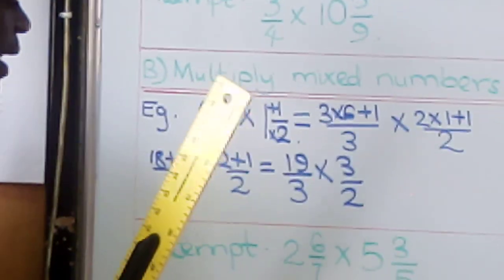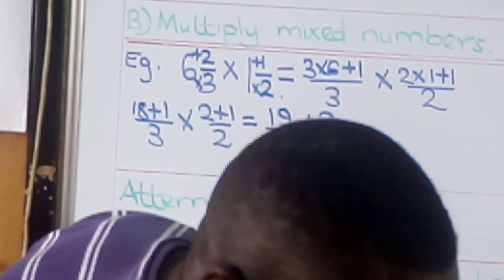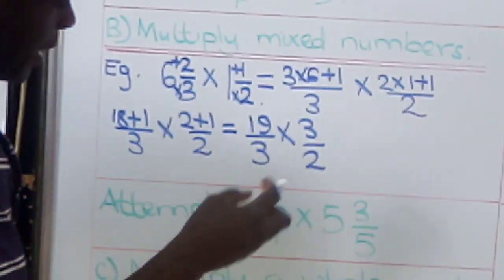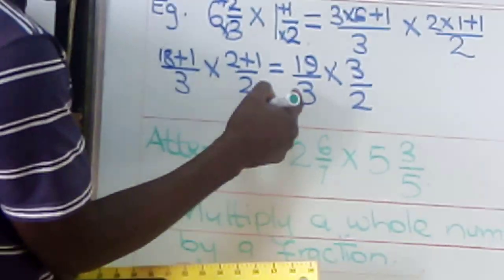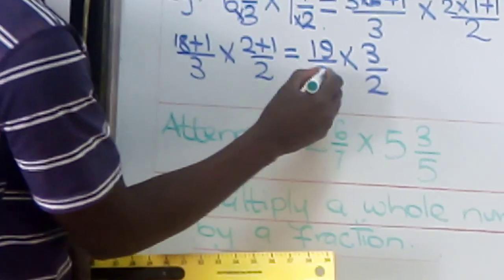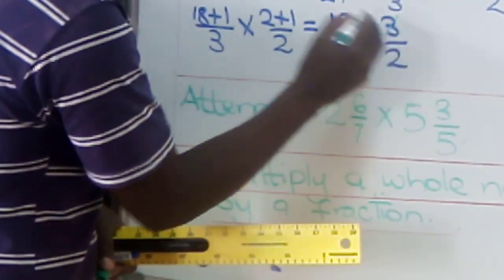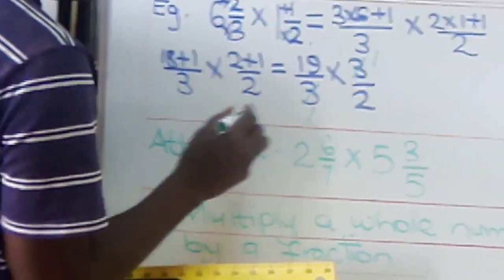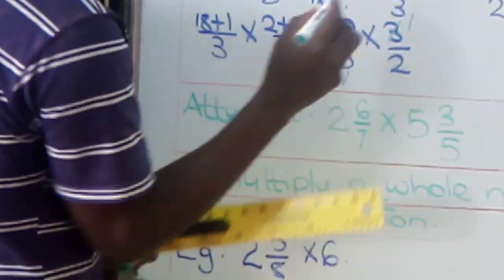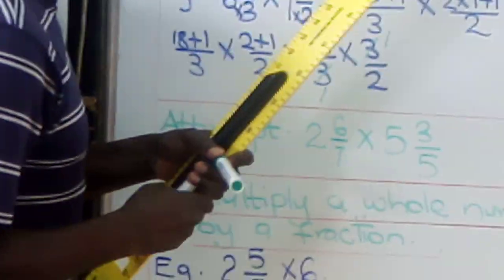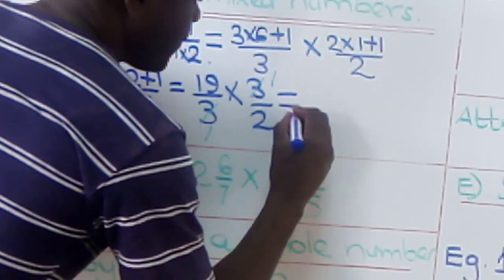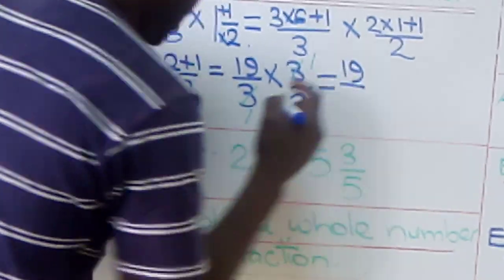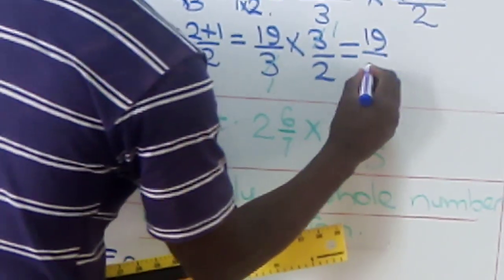Now we check if we are able to simplify by cancelling. And yes, we can simplify by cancelling. 3 and 3 can cancel one another. By 3, 3 divided by 3 is 1, and 3 divided by 3 is 1. So here we have 19 times 1, boys and girls, which is 19. And we have 2 times 1, which is 2.